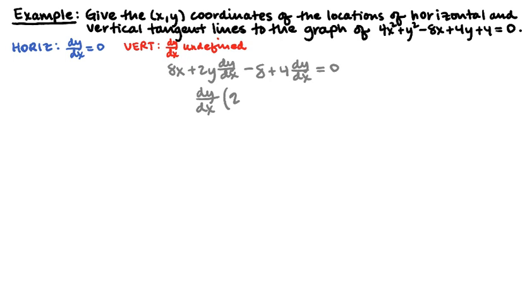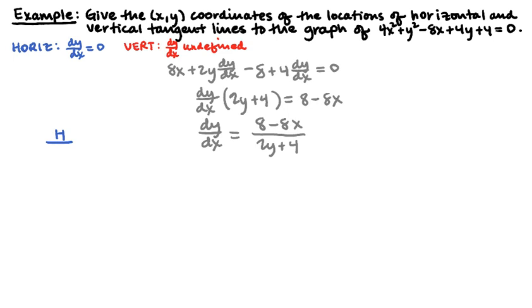I factor it out in the same step as I push the other stuff to the other side. So I've got a 2y plus 4 is equal to 8 minus 8x, meaning that dy/dx is equal to (8 - 8x) divided by (2y + 4). Now, if I'm interested in the horizontal tangent lines, I'm going to take 8 minus 8x and find out where that is 0. That's looking to me like any place where x is 1, that will be a horizontal tangent line.